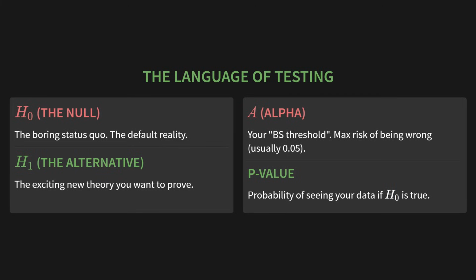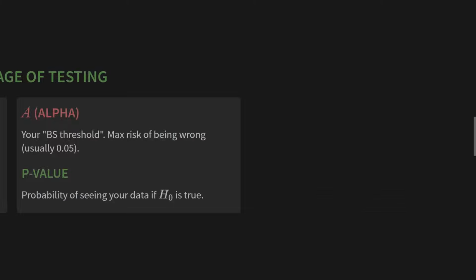It's actually pretty simple. First up is H0, the null hypothesis. This is just the boring status quo, the default reality. Then you have H1, the alternative. This is the exciting new theory you want to prove. Next is alpha. Think of this as your BS threshold. It's the maximum risk you're willing to take of being wrong, and we usually set it at 0.05. And finally, the p-value. This is the probability of seeing your data if that boring null hypothesis is actually true.